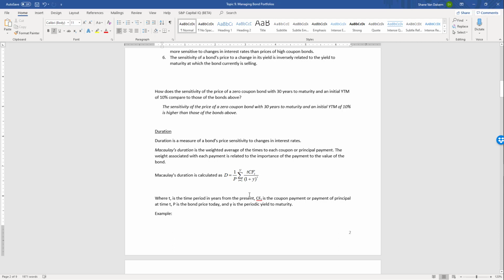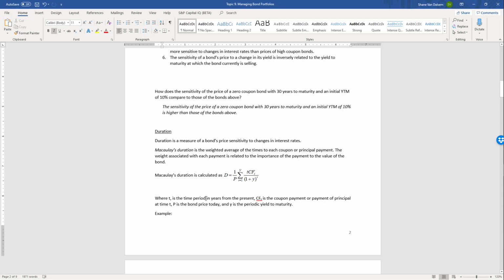It's calculated as 1 divided by the price of the bond, multiplied by the sum of the time period multiplied by the cash flow for that time period, divided by 1 plus the yield to maturity raised to the power of t. And that yield to maturity is going to be the periodic yield to maturity. So, for example, if a bond makes 2 payments per year, we're going to take the rate for 6 months rather than the rate for the entire year in that calculation, and I give a demonstration of that below.